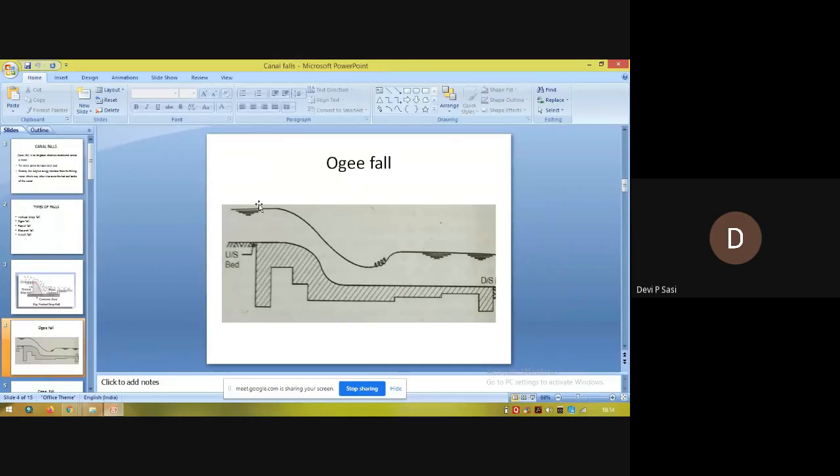In the picture, you can see it consists of several convex as well as concave curves so as to provide a smooth transition of water and to reduce the disturbance and impact. That is about an ogee fault.